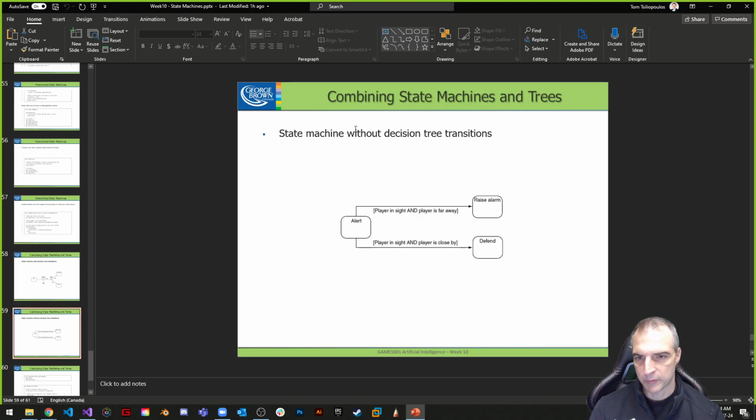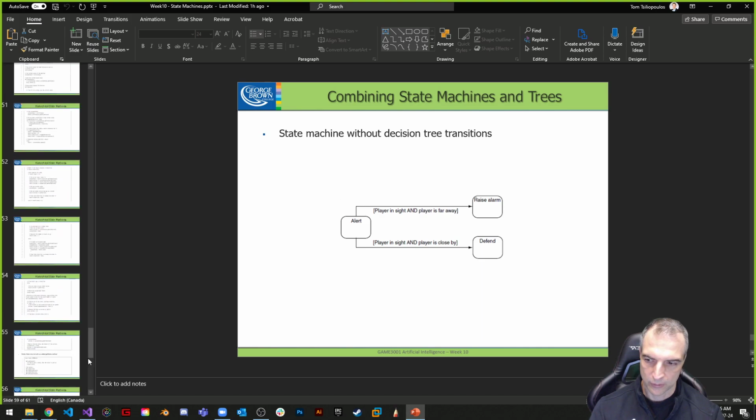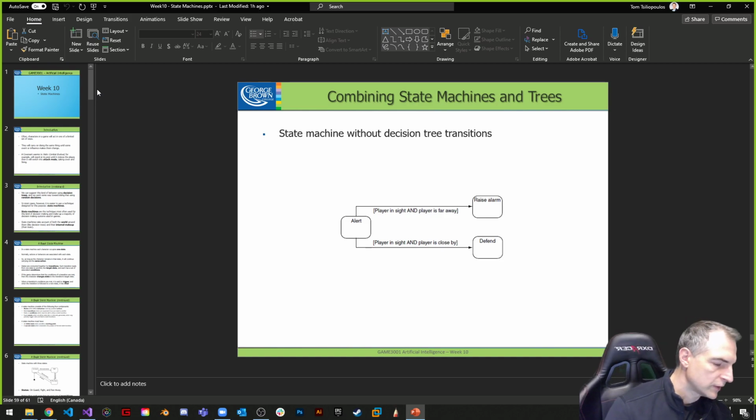Here's an example of a state machine without tree transitions. So I have an alert, player is in sight, and player is far away. We'll then raise the alarm. Here's an alert, player is in sight, and player is close by. We'll then defend. Okay, so those different kinds of things you can do without the structure of a decision tree. And I'm not going to go through the rest, but that's mostly what I want to cover today in terms of state machines. Nothing else. Any questions around state machines?